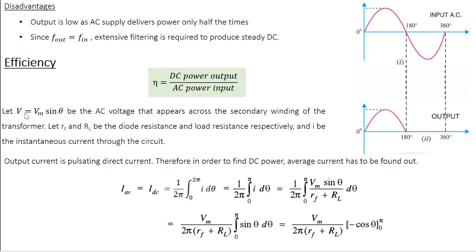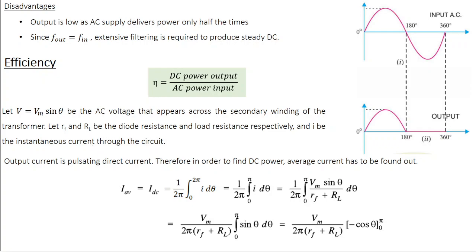So let's say V equal to Vm sin theta is the AC voltage that appears across the secondary winding of the transformer. In other words, Vm sin theta is your input AC voltage. Let RF be the internal resistance of the diode, RL be the load resistance, and I be the instantaneous current through the circuit.